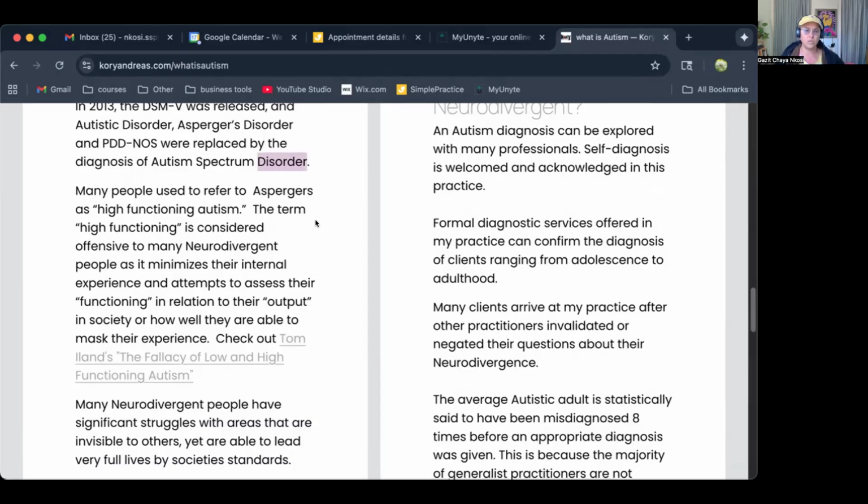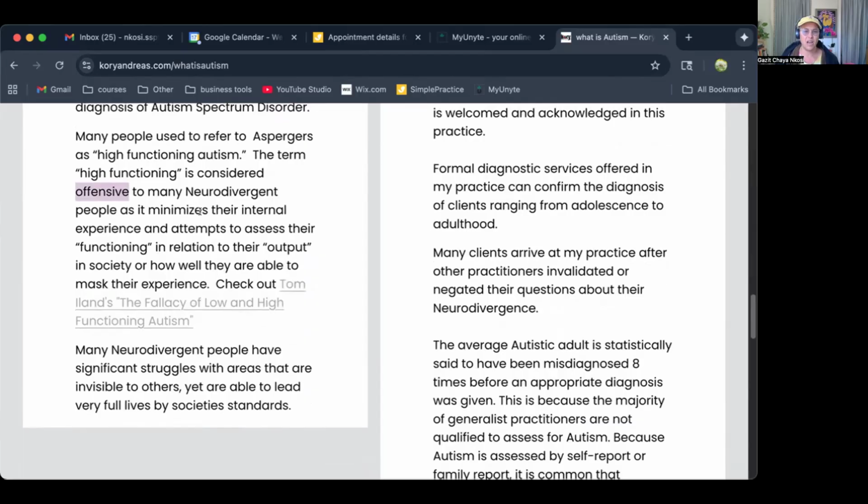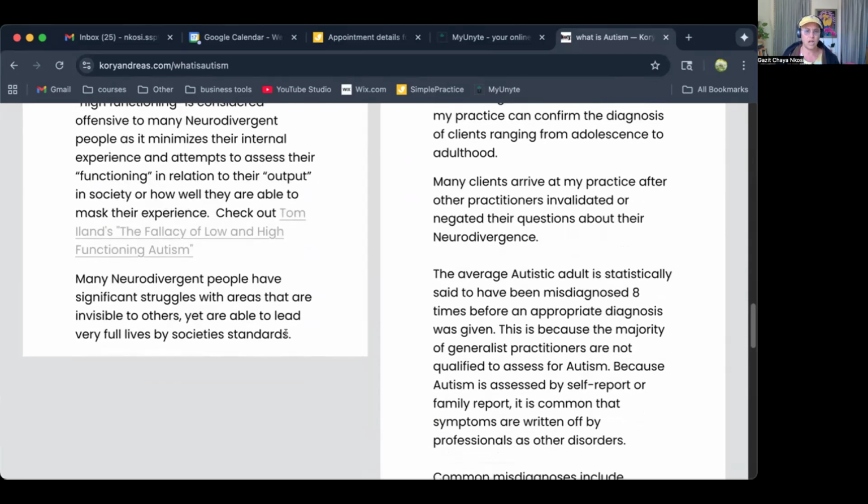So these words, like high functioning and low functioning, are no longer used because they're pretty disrespectful. It's considered offensive. It basically relates functioning to capitalism and productivity and output in a capitalistic society. And so we don't use those words generally speaking anymore.